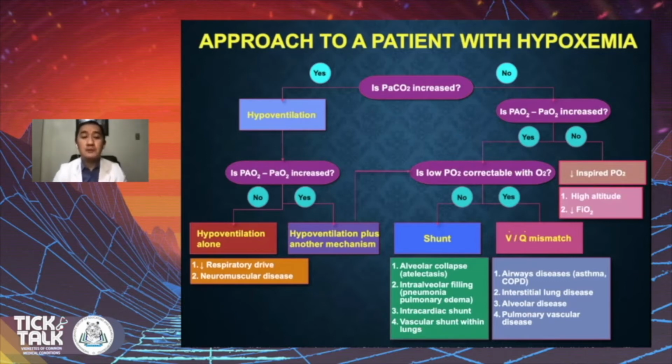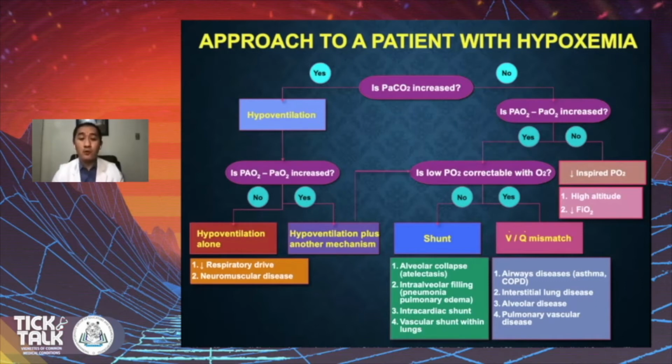Now let's go to the other side of the algorithm. What if your arterial CO2 is not increased? Check for the alveolar arterial gradient. If it's increased, you need to check if your low PO2 is correctable with O2. If it's not, then you are considering a shunt disorder, and these are the disorders with shunt abnormalities in the green box. Number one is alveolar collapse or atelectasis. Number two is intraalveolar filling, pneumonia, pulmonary edema. Number three, intracardiac shunt, and number four, the vascular shunt within the lungs.